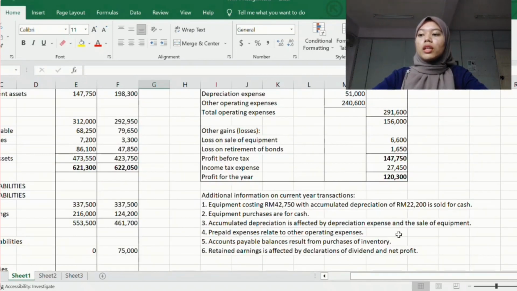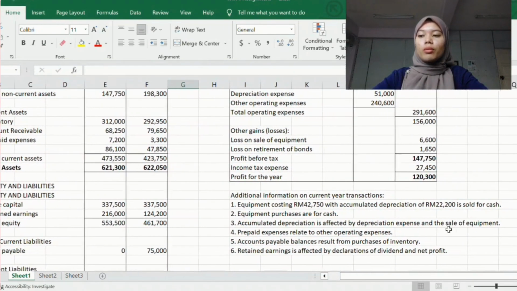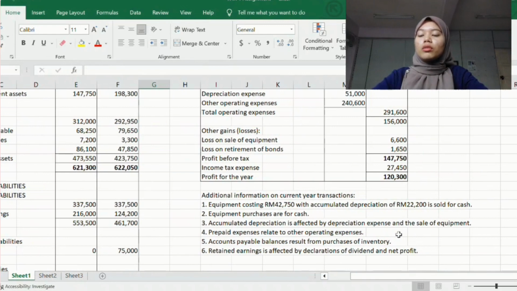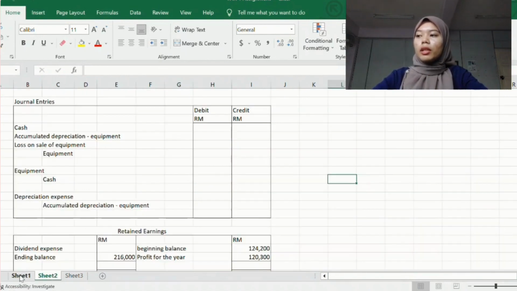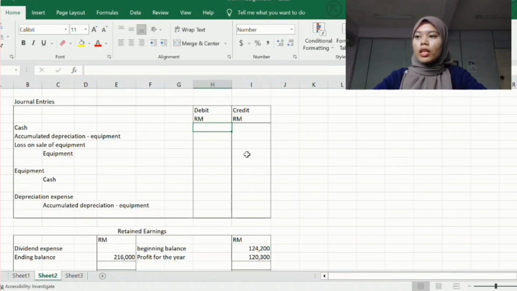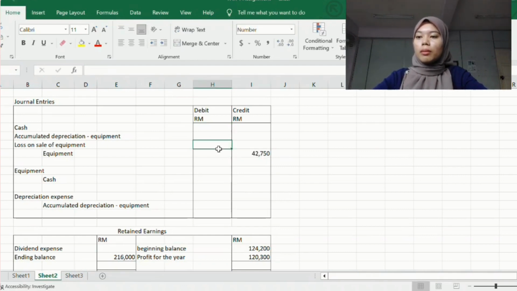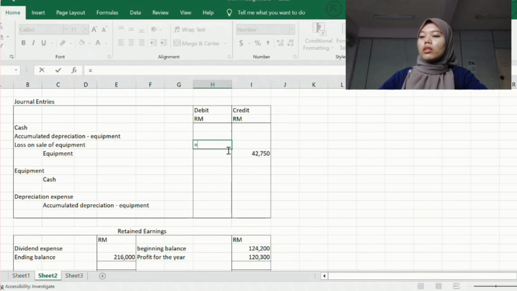So based on the additional information for the first one, equipment costing 42,750 with accumulated depreciation of 22,200 is sold for cash. So the journal entry will be debit cash, debit accumulated depreciation of equipment, and credit equipment. But based on the statement of profit or loss, we got loss on sale of equipment. So we also need to debit the amount of the loss.